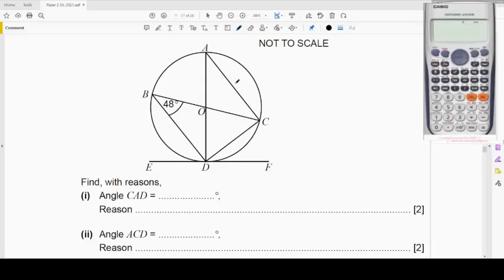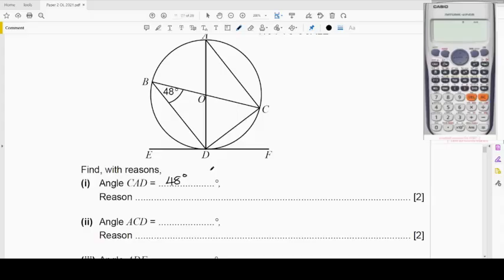Okay, now CAD is 48 degrees. The reason that CAD is 48 degrees comes down to our circle theorems, and the reason for that is that angles subtended by the same chord are equal. Okay, so that's one of our circle theorems. So you can see they both come from this chord DC, so they are in fact equal.